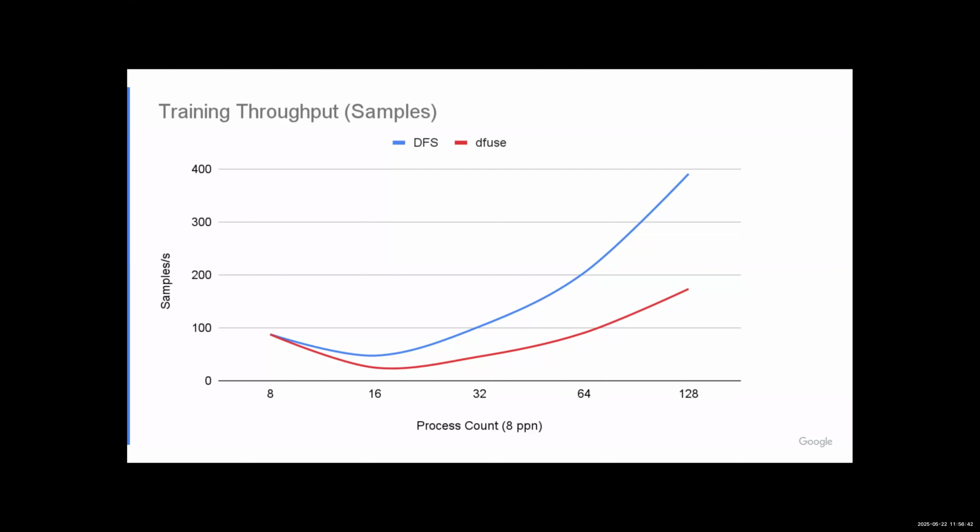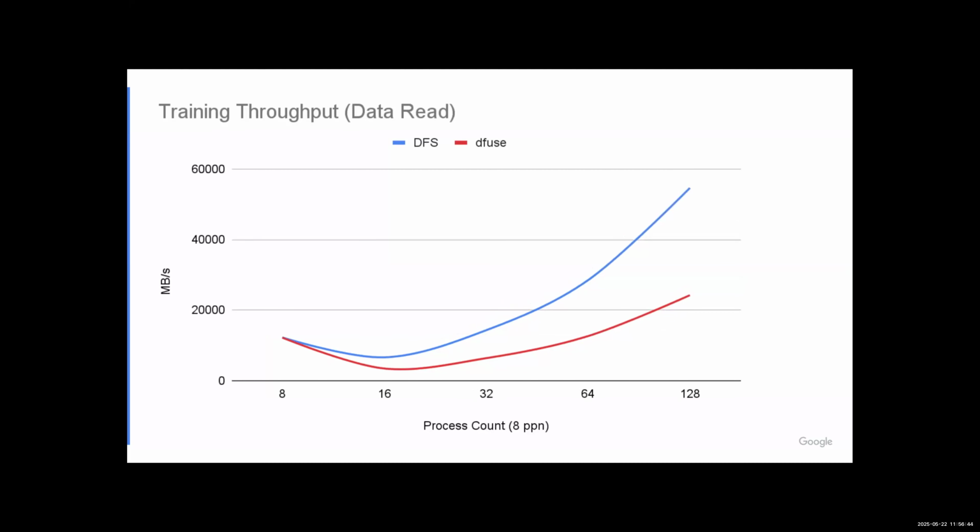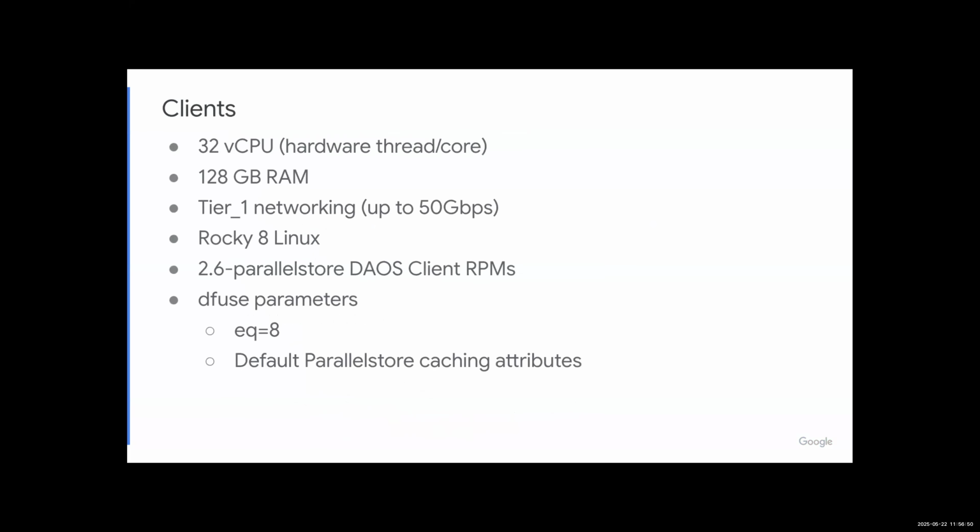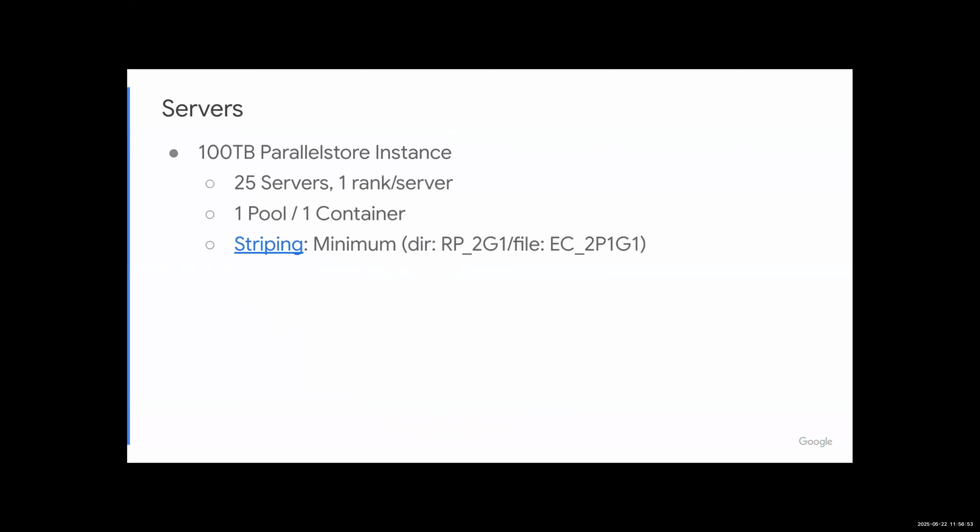Yeah, and maybe I missed it because I was trying to do too many things at once, but what does the server configuration look like here? So again, this is parallel store, so the actual details are kind of opaque, but it's a 100 terabyte instance, so 25 servers with 1 engine per server. Okay, so it's 25 ranks.